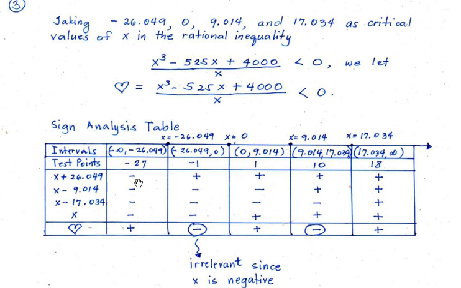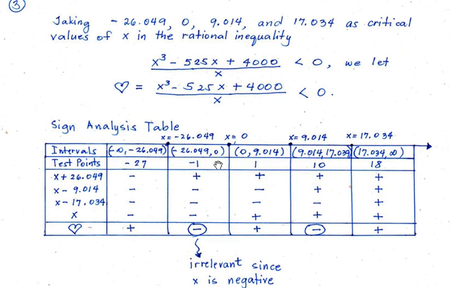Moving on, we have to operate on this. We have negative times negative, it's positive, times negative, it's negative, divided by a negative, then it's positive. We're done with column 1.